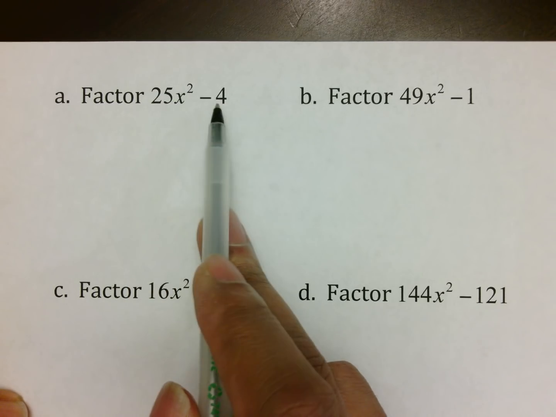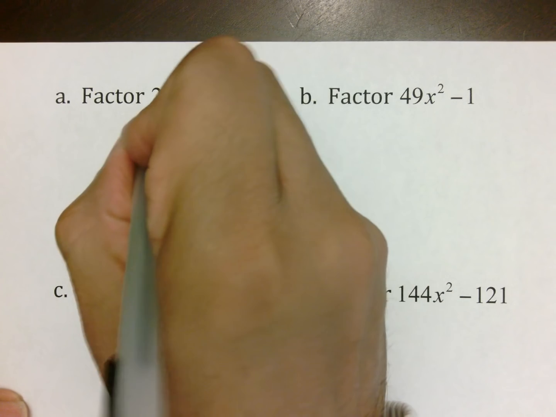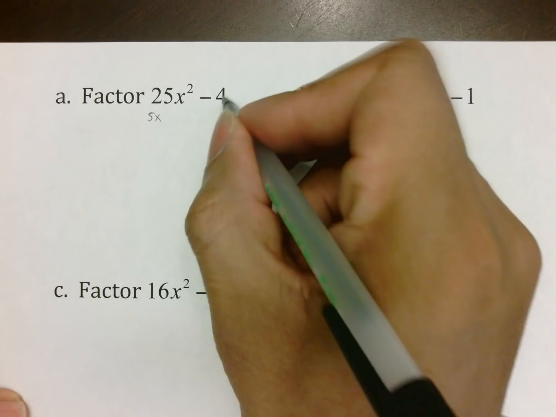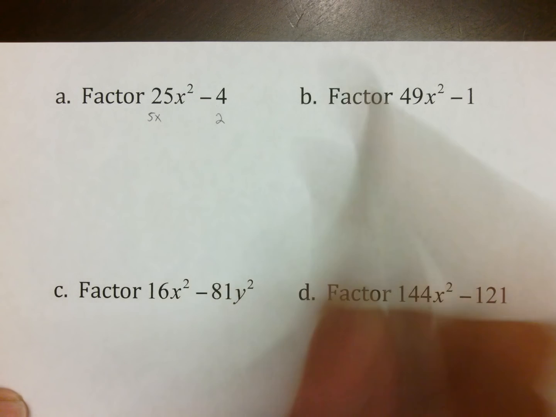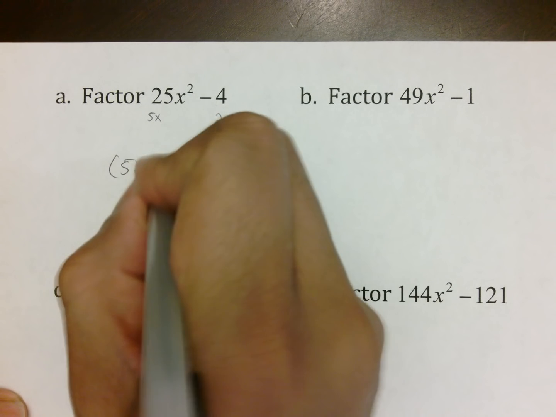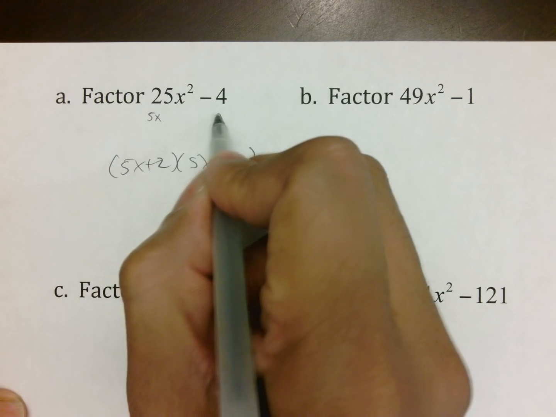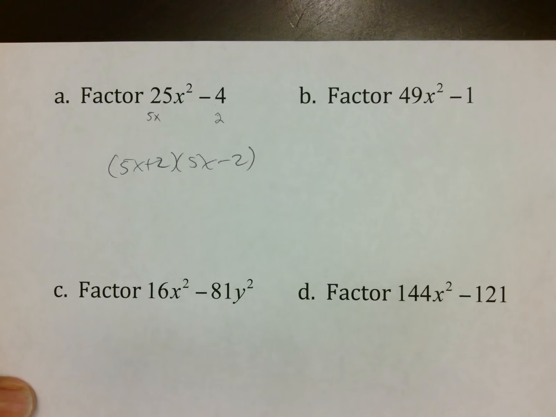And please don't try to take a shortcut, because you're already taking a shortcut. What I would do is say 25 is 5 times 5, x squared is x times x, 4 is 2 times 2, and because there's a minus involved, that means all I have to do is 5x plus 2 and 5x minus 2. This plus that and this minus that is all I have to do.